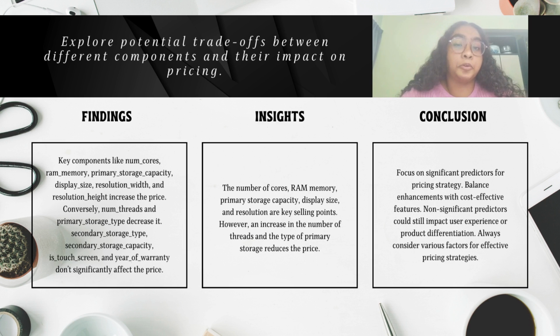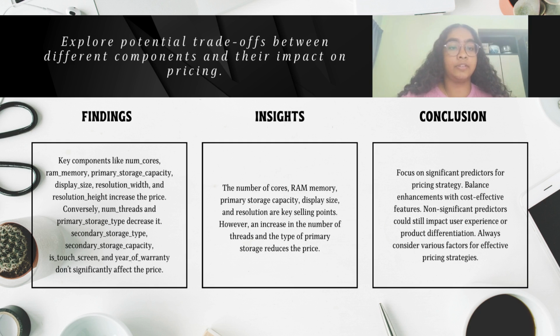Lastly, I'm going to explain the findings, insight and conclusion for exploring the potential trade-offs between the different components and their impact on pricing. So for the findings, it reveals several key relationships between the components of the products and their price. Components like number of cores, RAM memory, primary storage capacity, display size, resolution width, and resolution height have a positive impact on the price. When they increase, the price of the product is likely to increase as well.